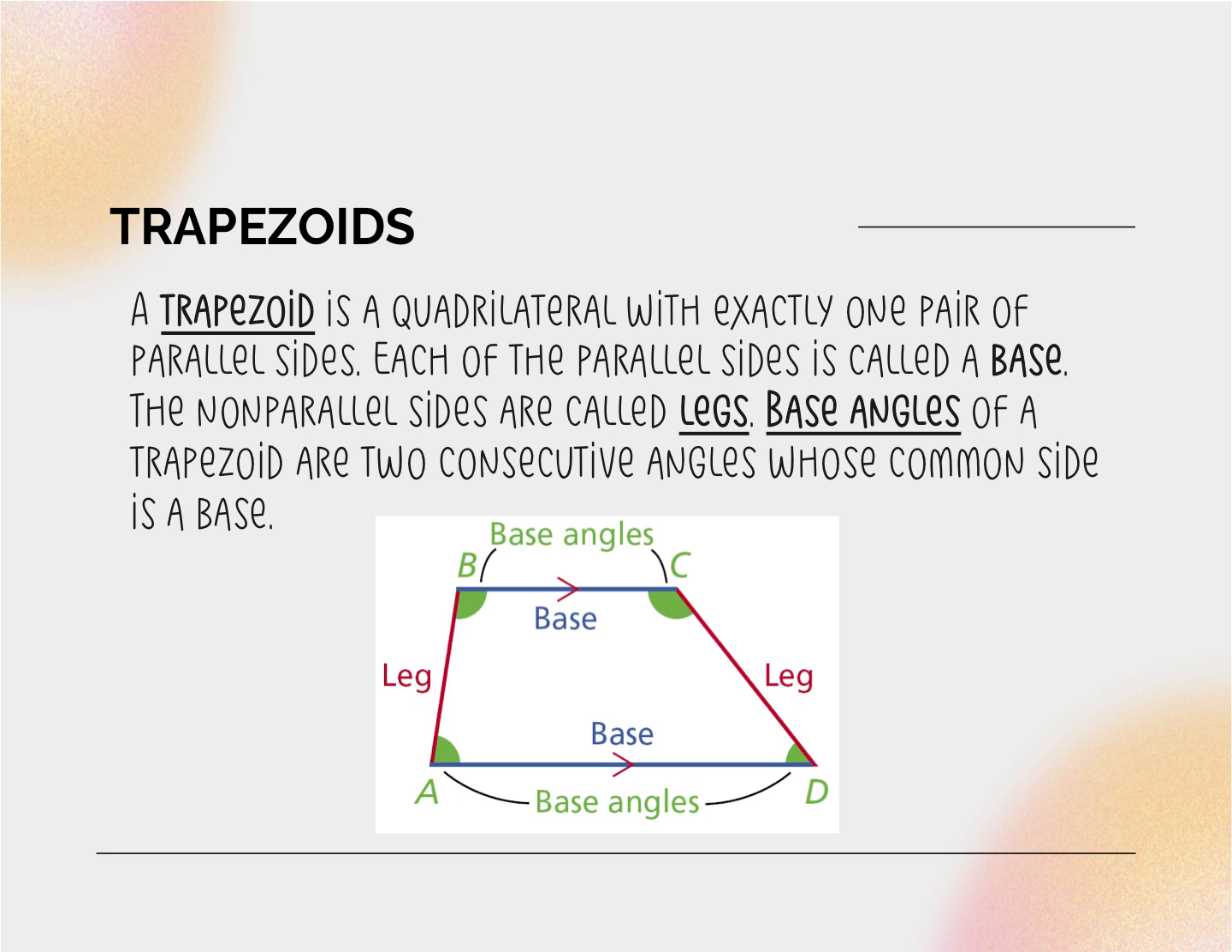Base angles of a trapezoid are two consecutive angles whose common side is a base. So if you're wondering what that means, where are my consecutive angles? Looking at it, these angles are consecutive, and these angles are consecutive. If you forgot what consecutive means, it means if I add those two angles, they're going to equal 180, okay?